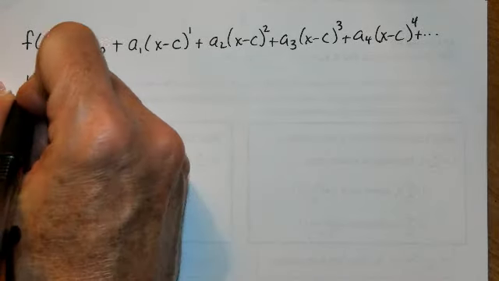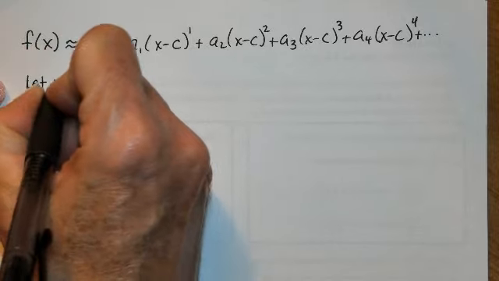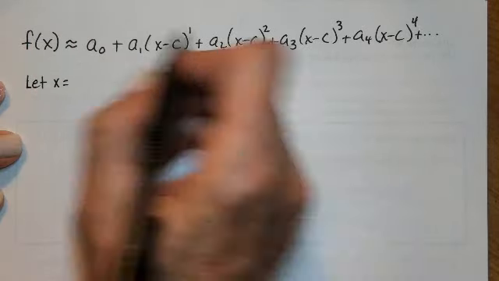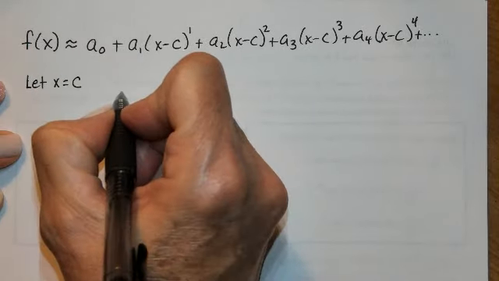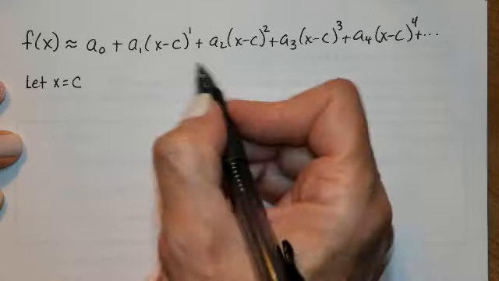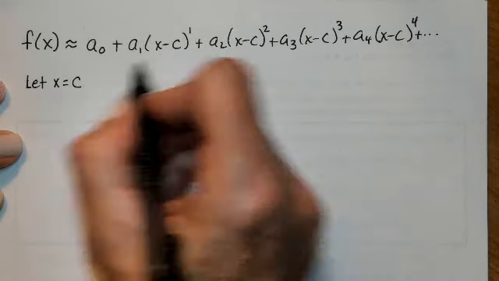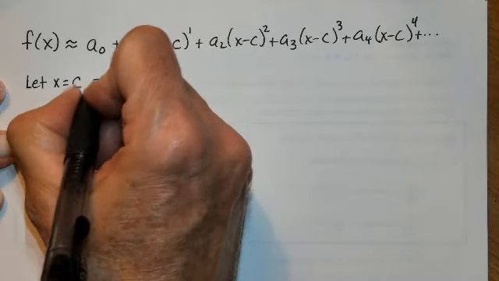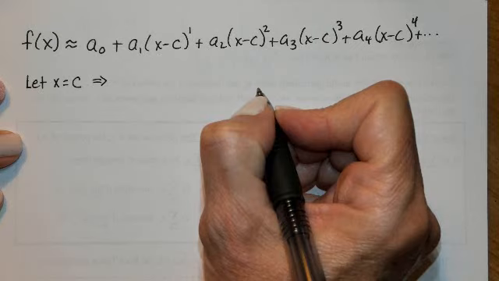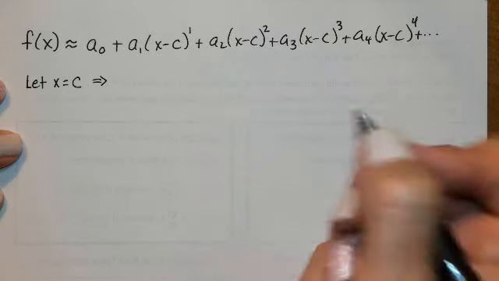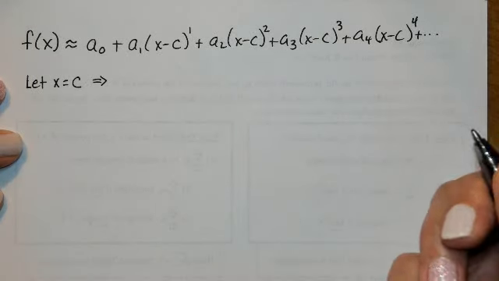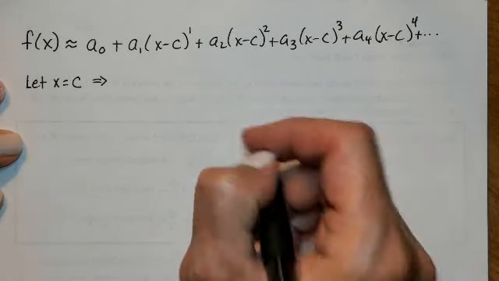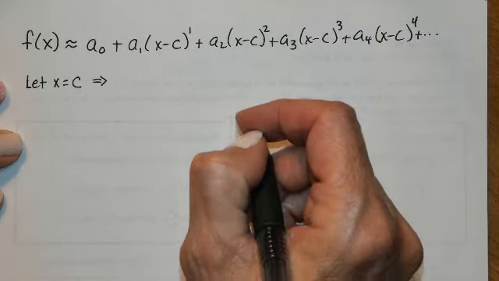So what's a nice thing that we could let x be? Let's let x equal c, because if we let x equal c, we will get one of these terms, right? This is just like when we're doing partial fractions, we can let x be anything that we want. Well, x equals c is a convenient thing to let x be here.